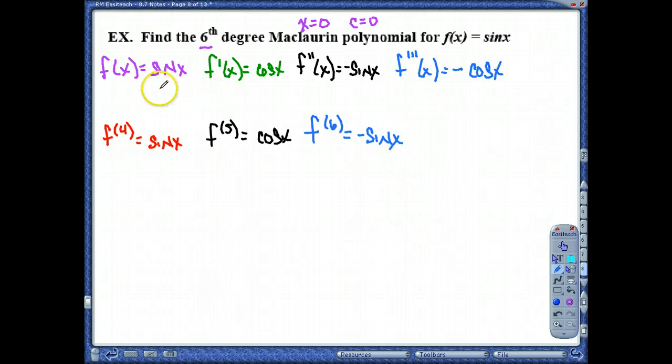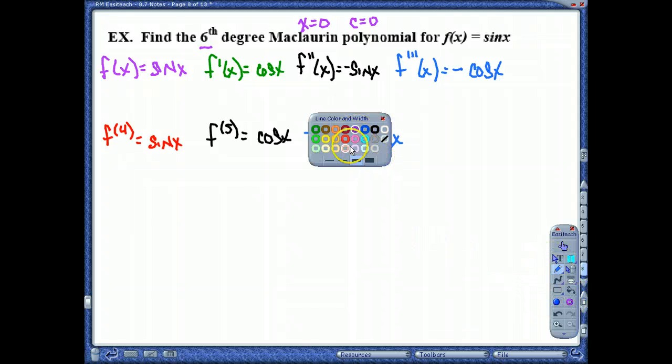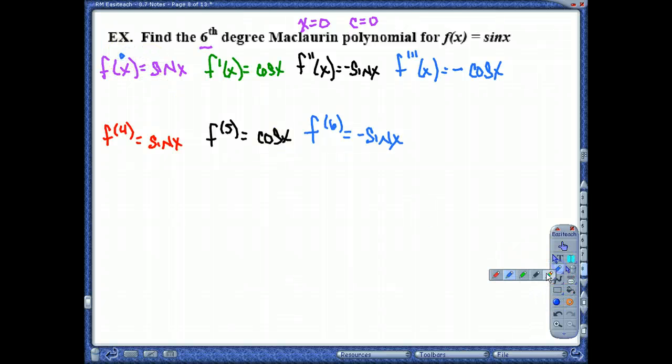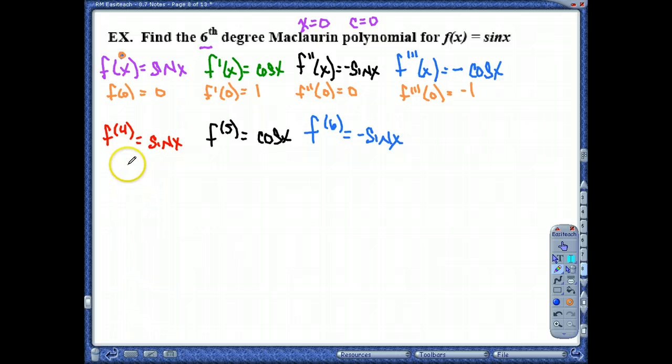Well, now I need to know what that function is at 0. So let's see, what color have we not used? We've used them all. Okay, let's do orange. When I put 0 in here, well, what's the sine of 0? The sine of 0 is 0. When I put 0 into the derivative, cosine, I get 1. When I put 0 into the second derivative, I get 0. When I put 0 into the third derivative, I get negative 1. Do the same thing here: 0, 1, and of course 0.